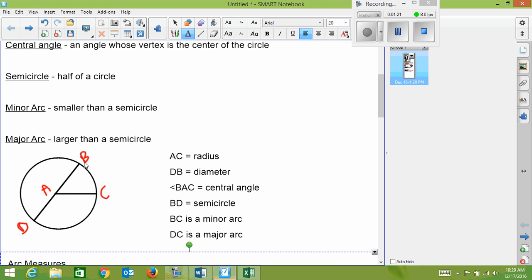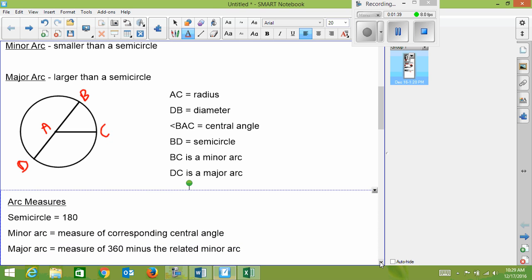B to D, so B all the way across here to D, is a semicircle. B to C, since it's less than a semicircle, is called a minor arc. And then D, and I'm going this way, D all the way around to C is a major arc.